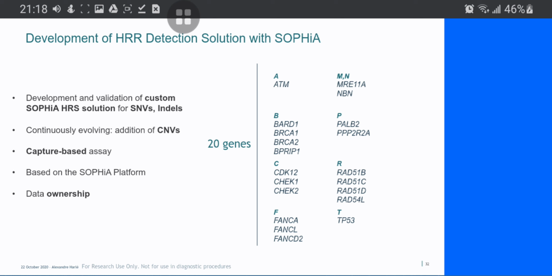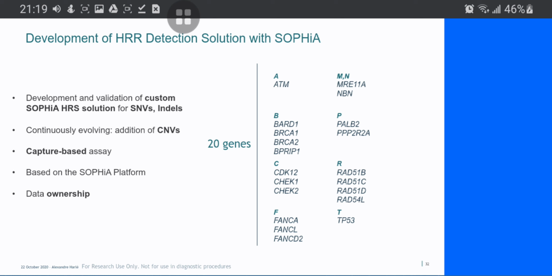And this assay is a capture-based assay, and it's based on the SOPHIA platform. We have an all-in-one platform to do it, and all the files are uploaded on the SOPHIA Genetics data center, and we can only access this data, and this data stays private for our lab. We still own the data.